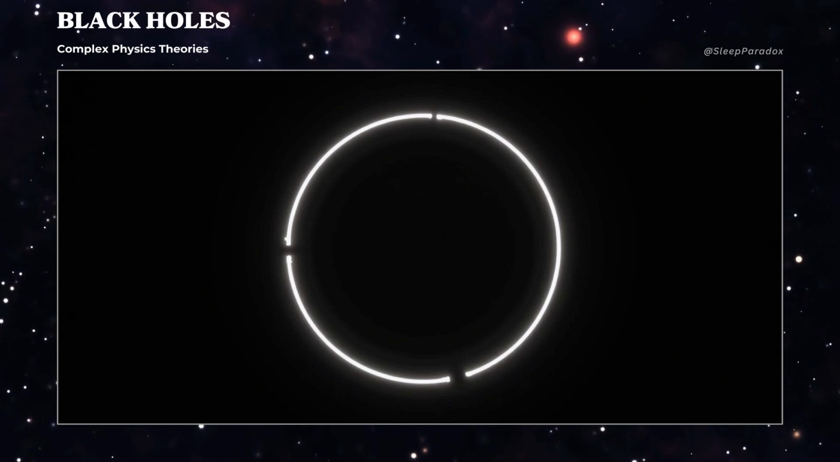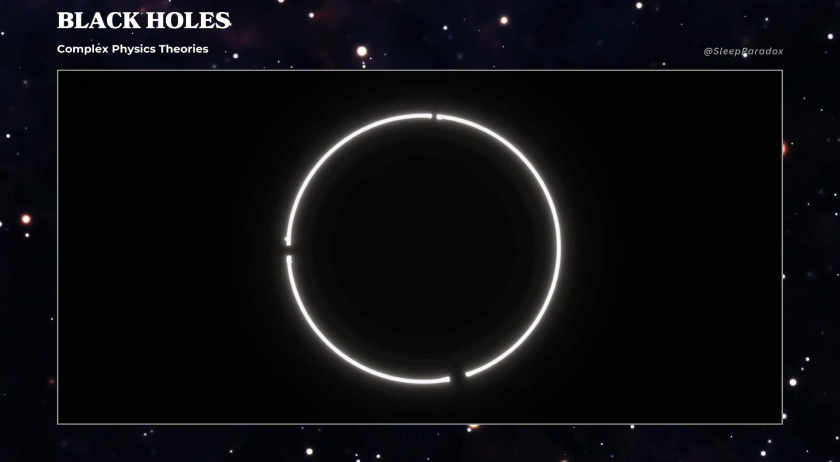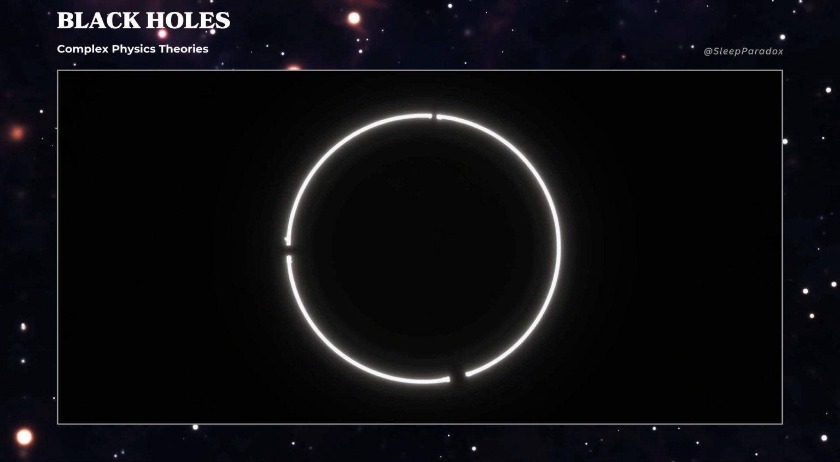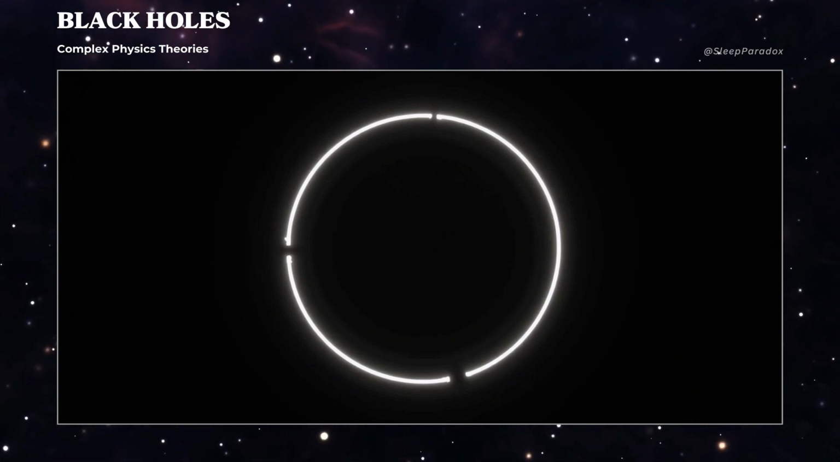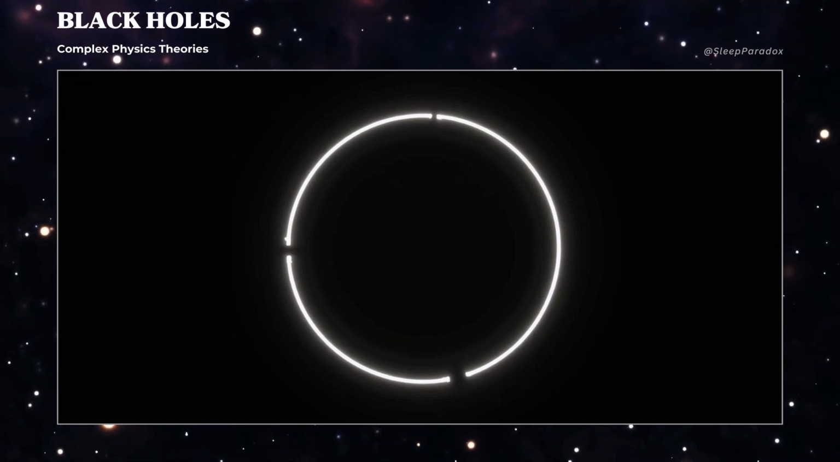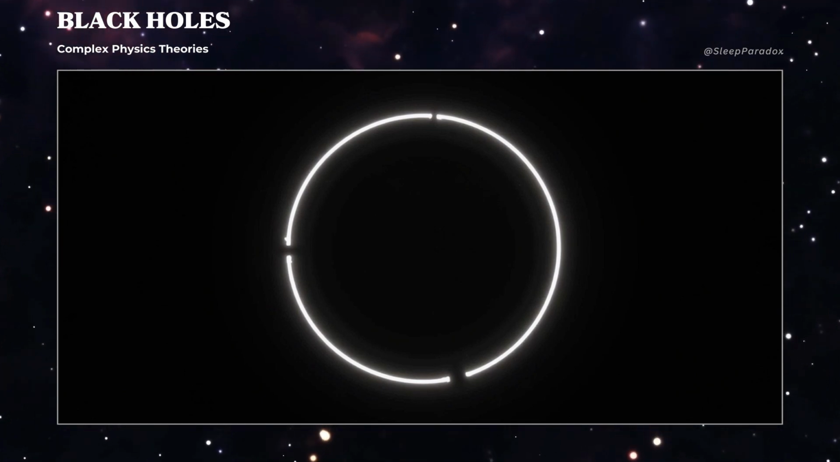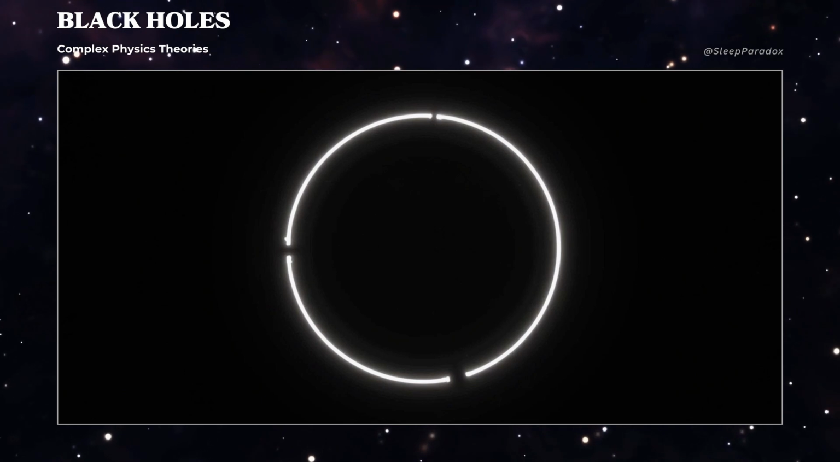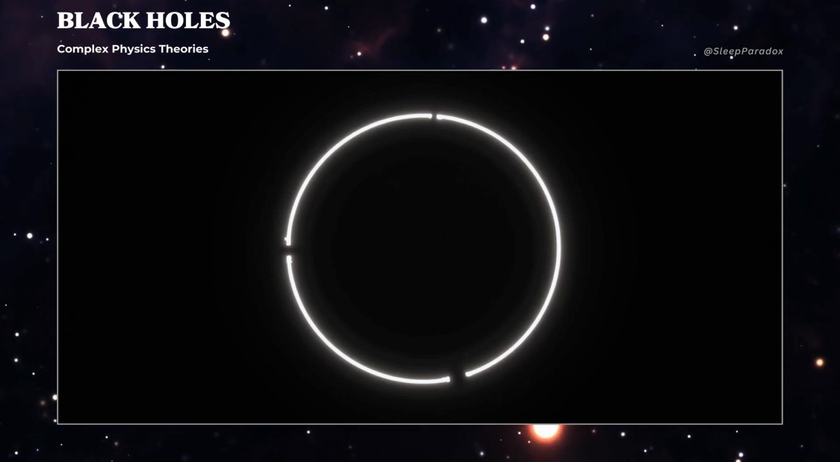But black holes are not just a test of gravity. They challenge our understanding of information and quantum mechanics. According to general relativity, anything that falls into a black hole is lost forever. But according to quantum theory, information cannot be destroyed. This leads to the black hole information paradox, one of the biggest unresolved puzzles in physics.